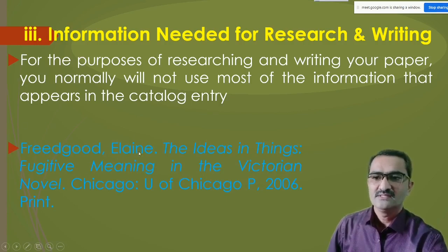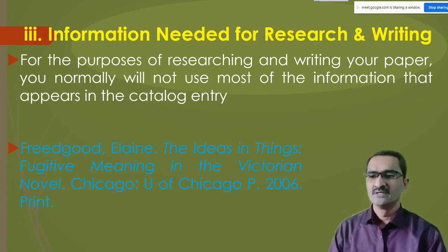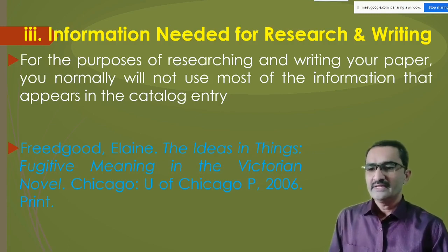Friedgut, Allen. So actually this is the first name of the author, this is the last name of the author, and this is the title of the text in italics, The Ideas in Things: Positive Meaning in the Victorian Novel. This is the title of the book, and generally the title of the book appears in italics.